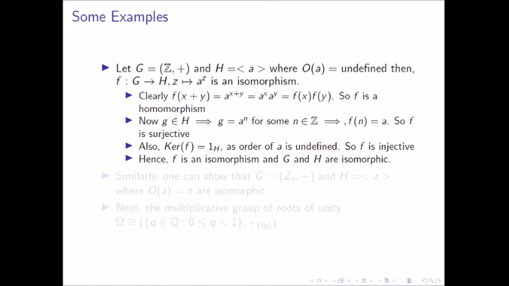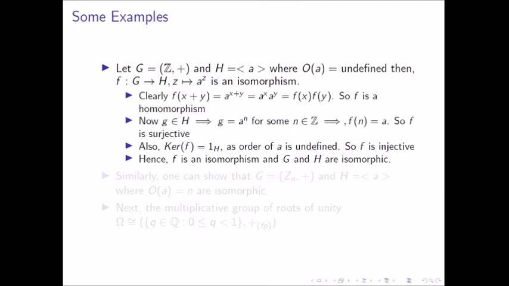Finally, let's look at the kernel. As the order of A is undefined, it turns out that the kernel over here is equal to just the identity, or a power 0. So kernel f is equal to {1}, as the order of A is undefined. Indeed, f is injective as well. So f is a homomorphism which is surjective and injective. So indeed, f is an isomorphism and G and H are isomorphic.